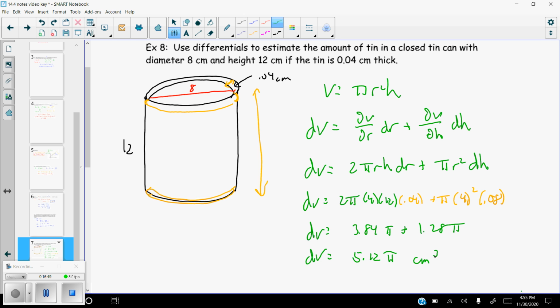All right, so there's your lesson for differentials. That should be plenty enough.